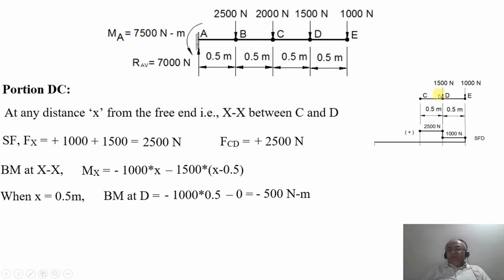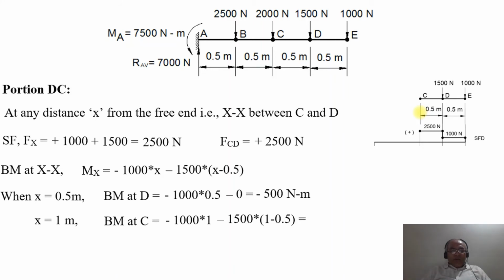Now when the value of x is equal to 1, what happens? Bending moment at the point C. So BM at C will be equal to minus 1000 into 1, minus 1500 into 1 minus 0.5. Put the value of x equal to 1 here. So it will be minus 1750.